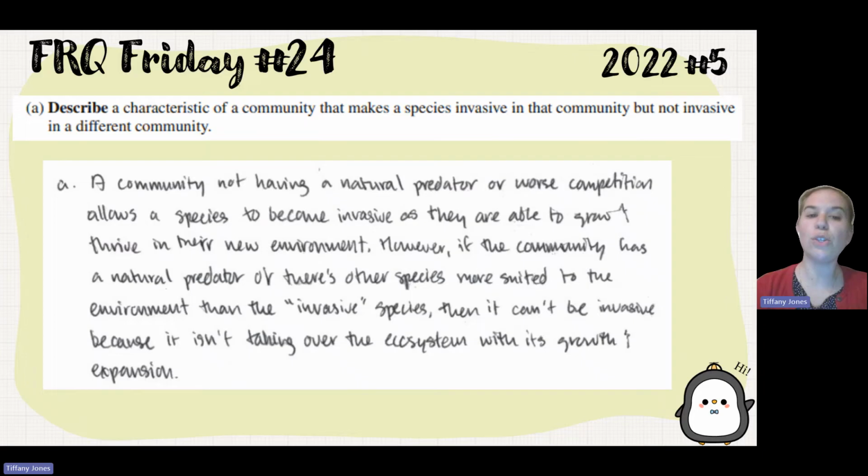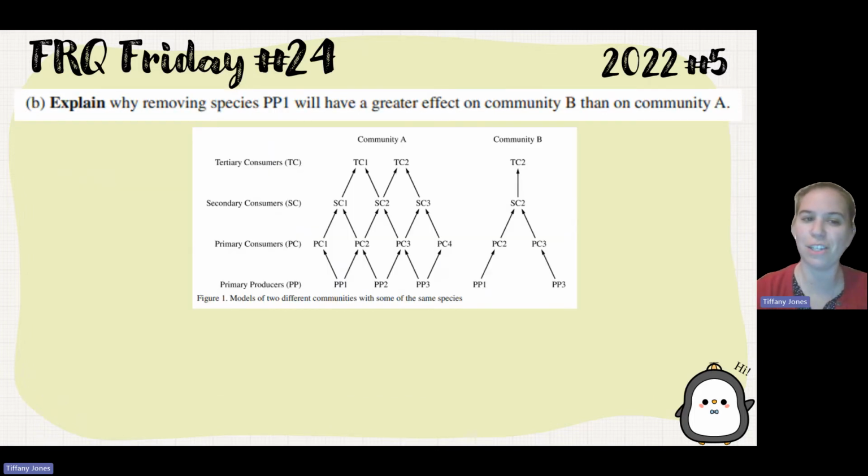So a student says the community not having a natural predator or worse competition allows the species to become invasive as they're able to grow and thrive in their new environment. However, if the community has a natural predator or there's other species more suited to the environment than the invasive species, then it can't be invasive because it isn't taking over the ecosystem with its growth and expansion.